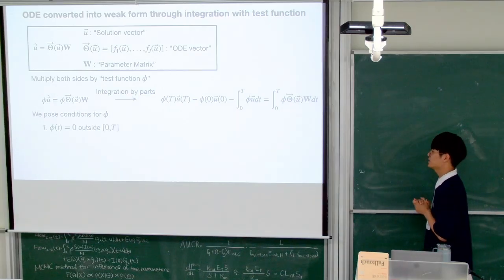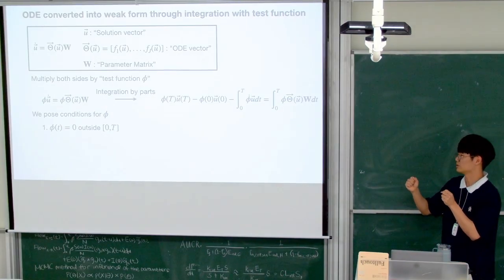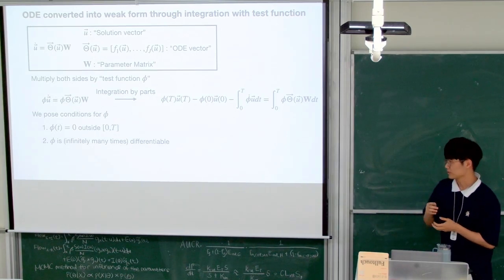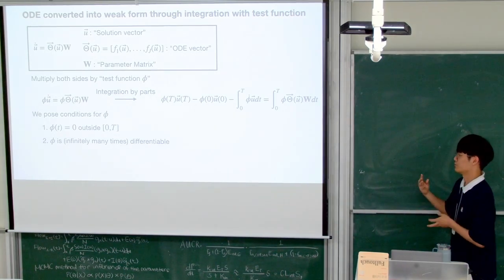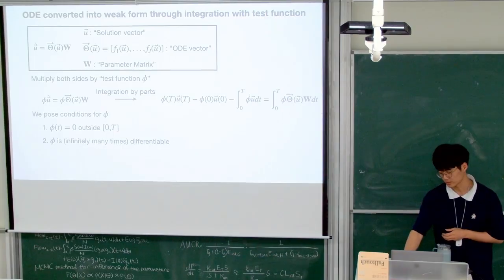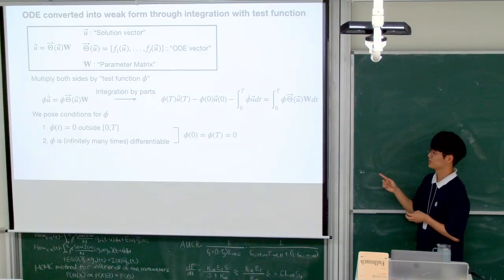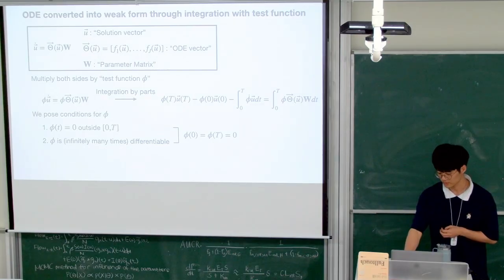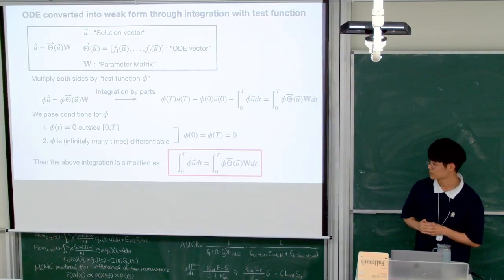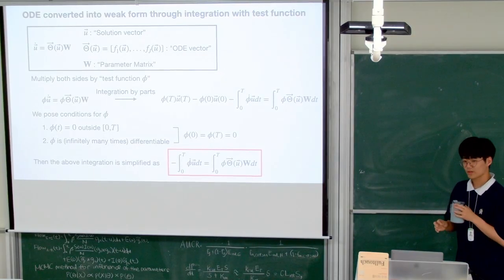And then we pose some conditions for phi. First, phi should be 0 outside the interval 0 to t, the time interval which we are interested in. And then it should be a differentiable function, an infinitely differentiable function. So by this condition, we can claim that phi 0 and phi t become 0. So this expression is simplified to this simple expression. Any questions?